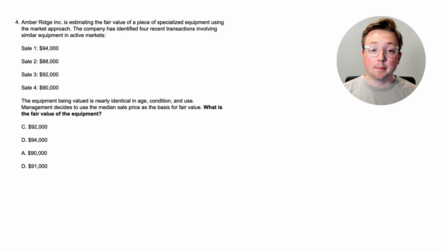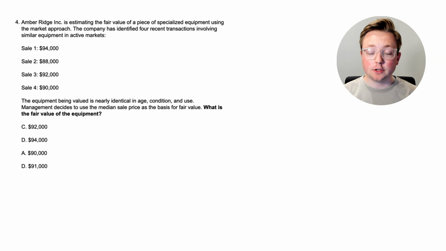Let's go up to the top. Amber Ridge, Inc. is estimating the fair value of a piece of specialized equipment using the market approach. The company has identified 4 recent transactions involving similar equipment in active markets. So let's go through these different sales. Sale 1, $94,000. Sale 2, $88,000. Sale 3, $92,000. Sale 4, $90,000. The equipment being valued is nearly identical in age, condition, and use to those other ones.